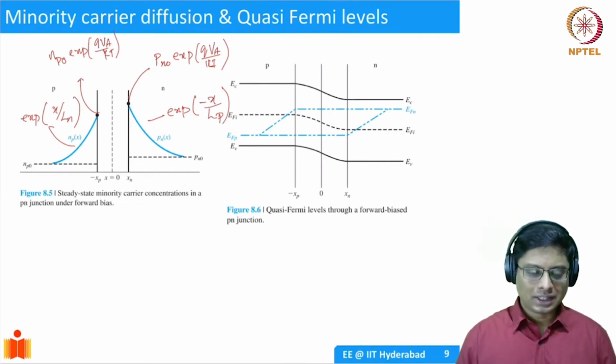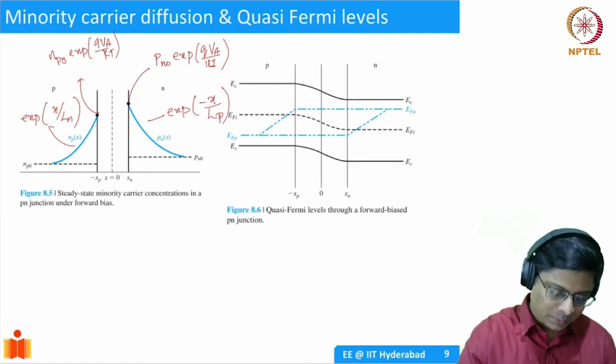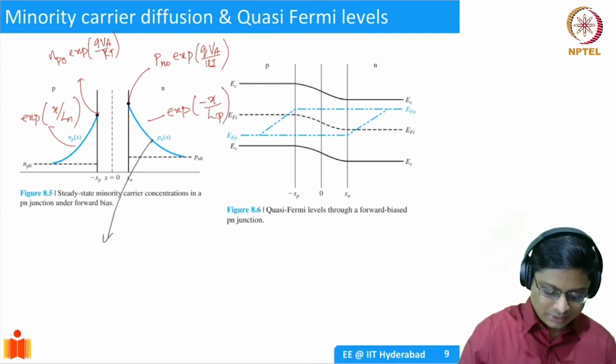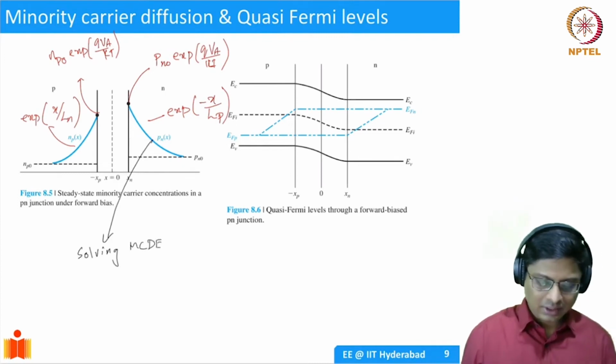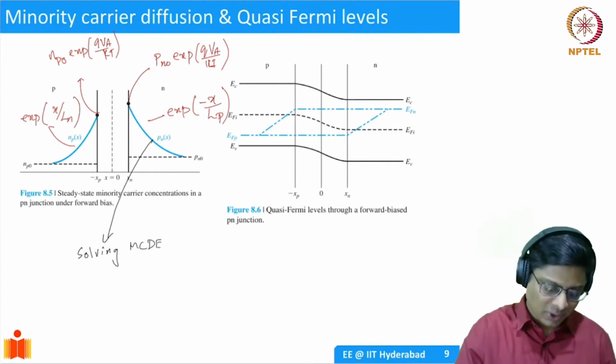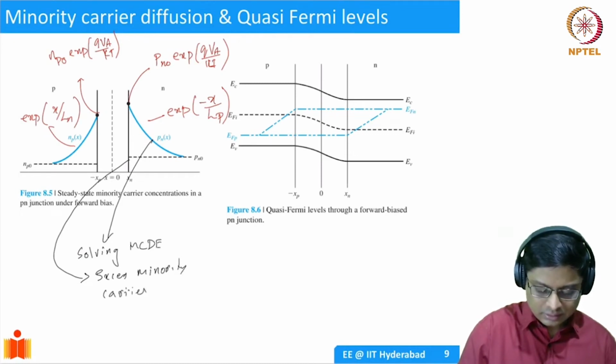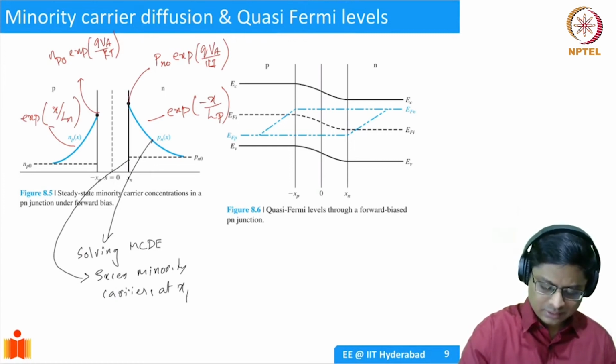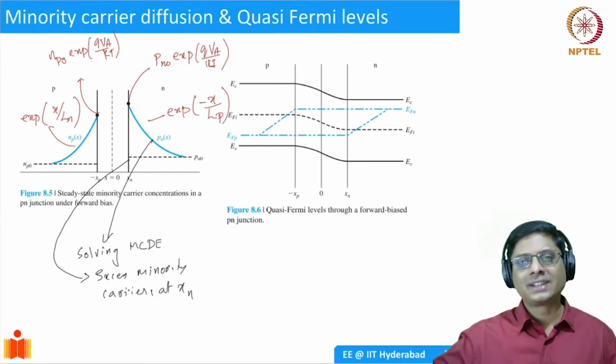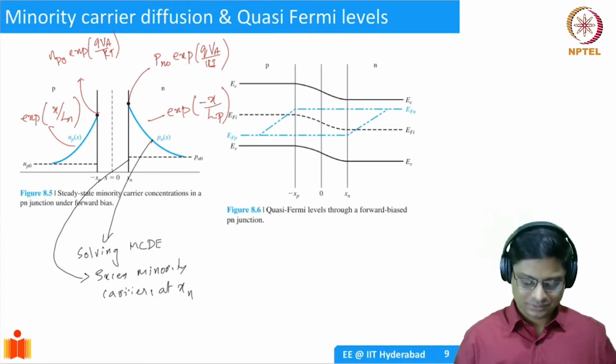And how was this obtained? This is actually obtained by solving the MCDE. So I mentioned that you have essentially this point as a source of excess minority carriers at XN. Sorry, this is XN, right? This is XN, and for all x greater than XN, it's going to decay.